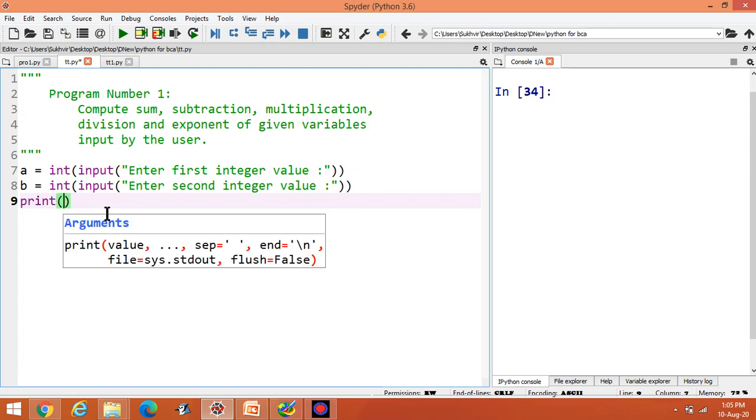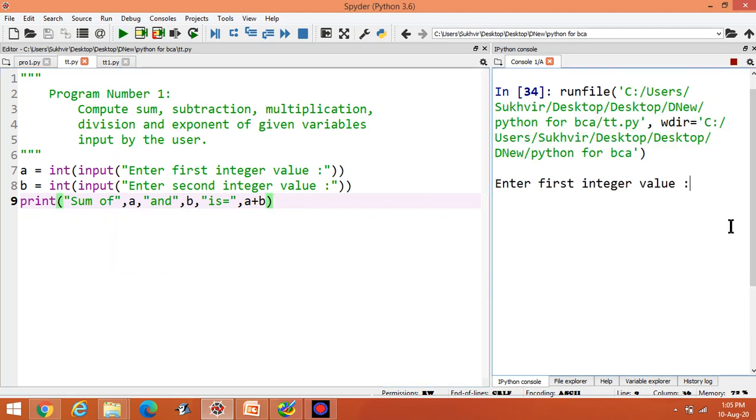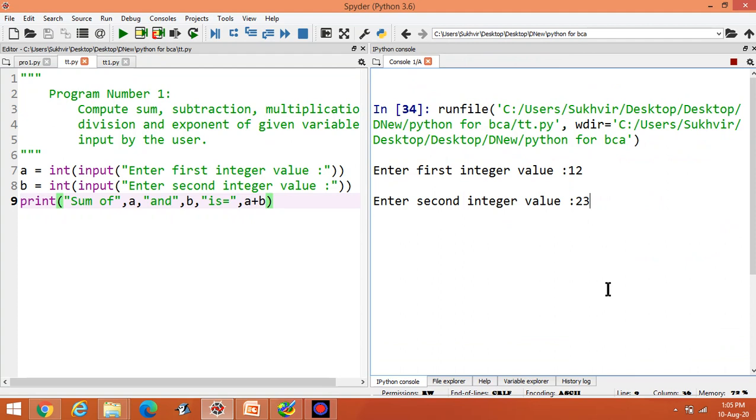Then print. You can write here sum of a and b is equal to, here you can write a plus b like this. Suppose I execute the program. Enter the first integer value. Suppose I enter 12 and 23. The sum of 12 and 23 is 35.